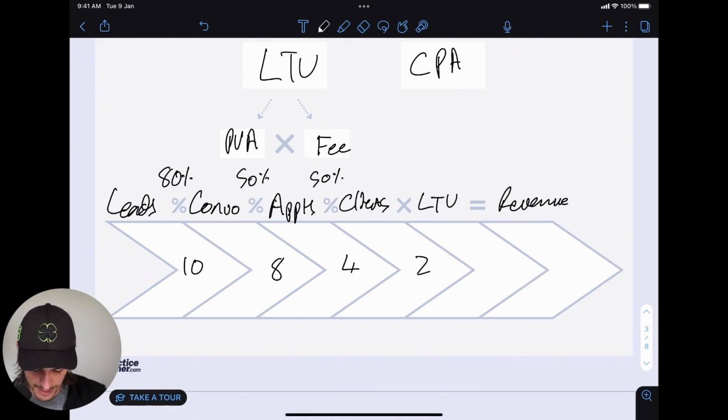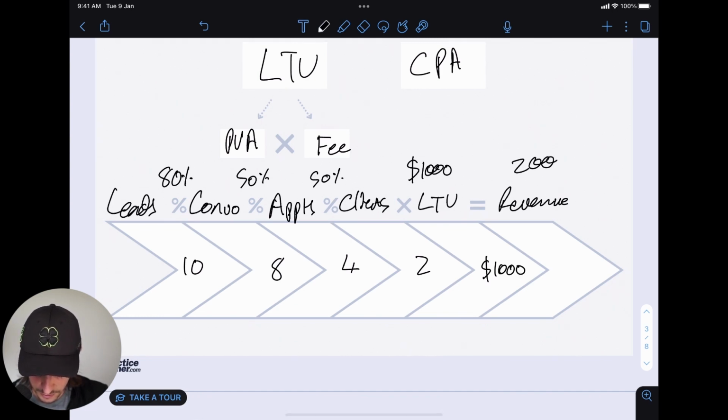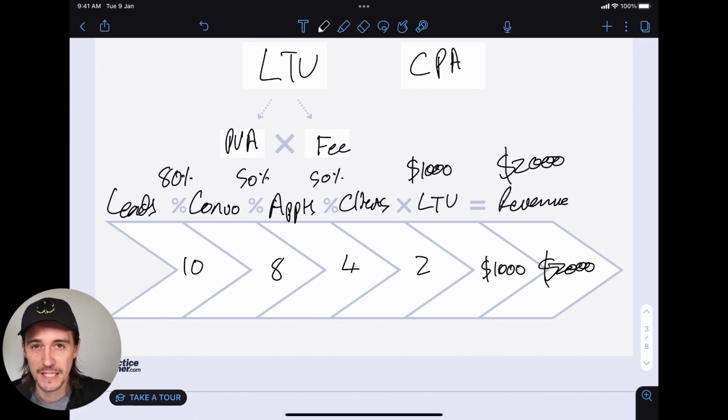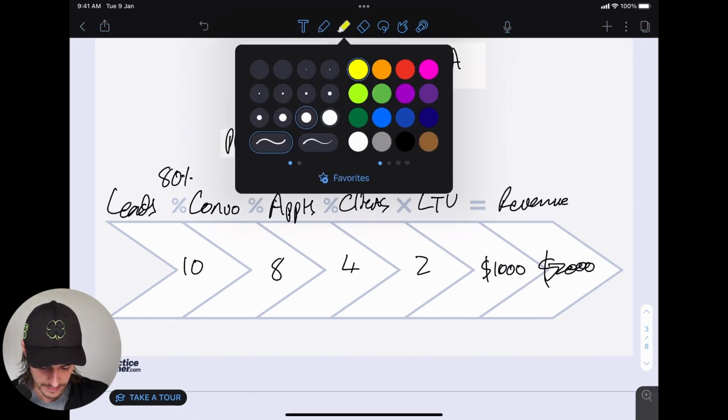2 clients. And if my LTV is $1,000, then I'm going to have made $2,000. Do you get that? Right? Because, let me highlight this here.